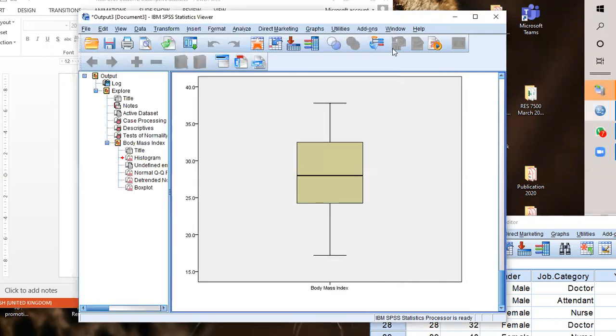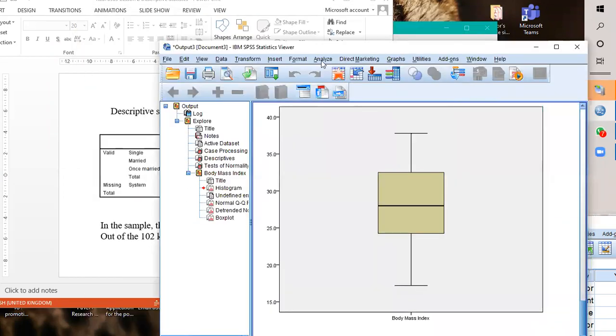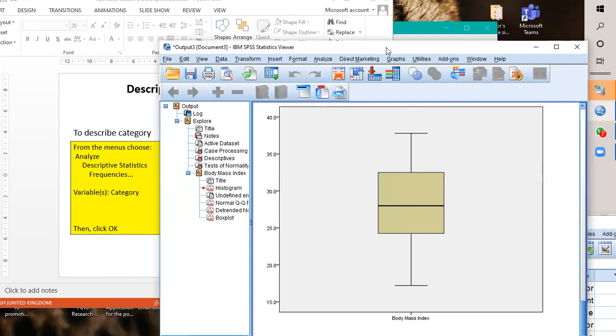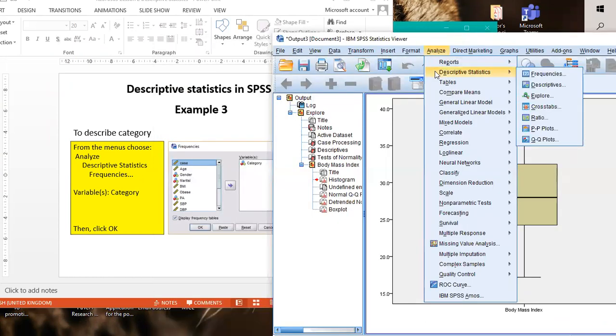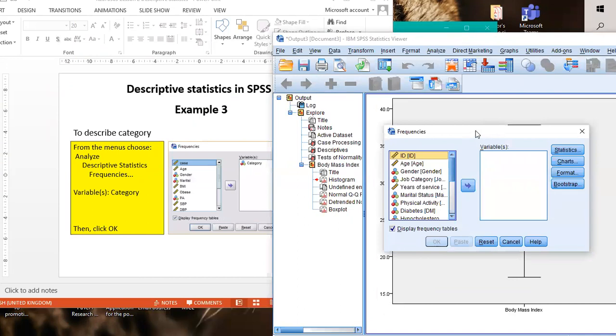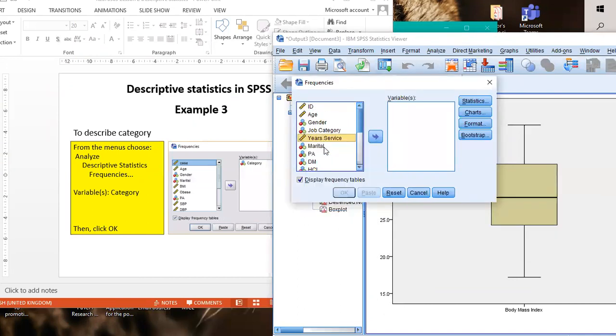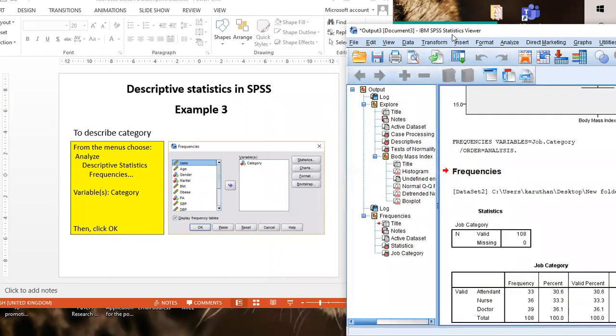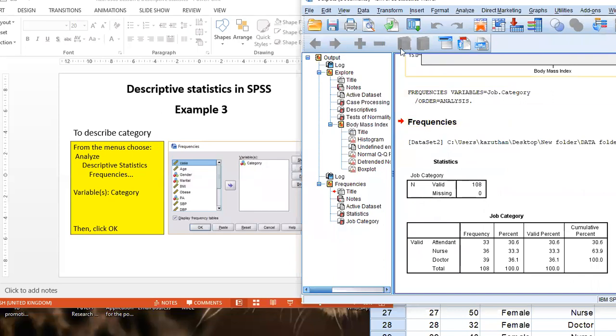Let me show you this. Class, are you all ready? Yes. So you're going to follow this particular procedure. Analyze, descriptive, frequencies. Variable name, what variable? Job category. That's all, nothing else. Just bring this and click OK. Anis, how many clicks? 4. Simple. Analyze, descriptive, frequency.